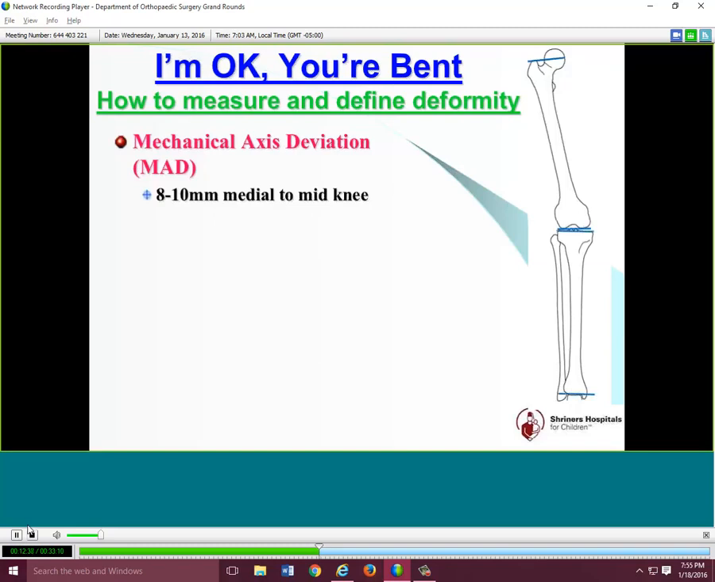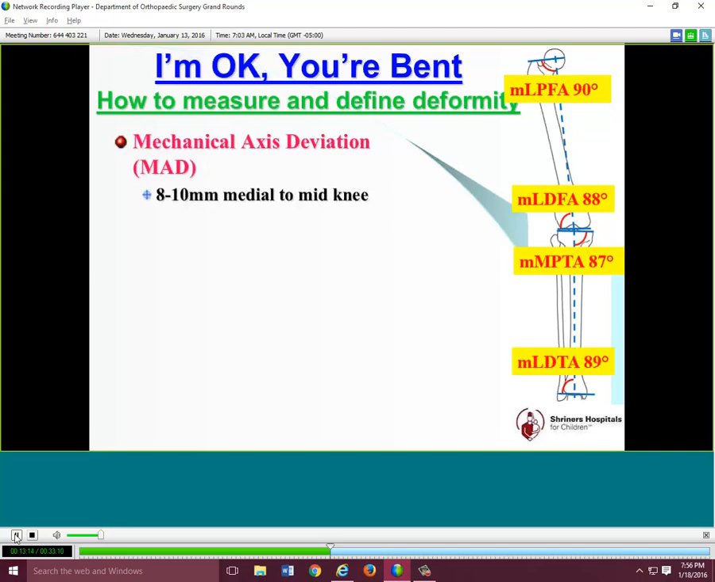So now we want to take a look and figure out where the deformity is coming from. So we draw our little joint orientation lines, the proximal femur, proximal tibia, distal tibia. And then we place our mechanical axis lines from middle femoral head, middle knee down to ankle. We'll measure each one of our angles individually. So proximal femoral, proximal tibia, distal tibia. And what we find is that our lateral proximal femoral angle is 90. Well, we know that's normal. Lateral distal femoral angle is 88. That's normal also. Medial proximal tibial angle 87. That's normal. And lateral distal tibial angle is 89. So those are all normal.